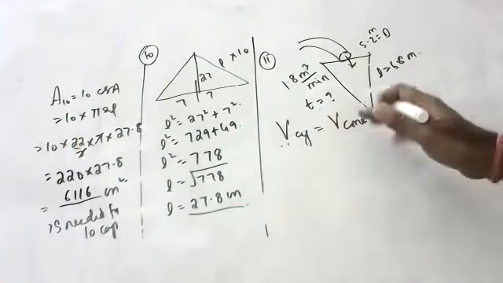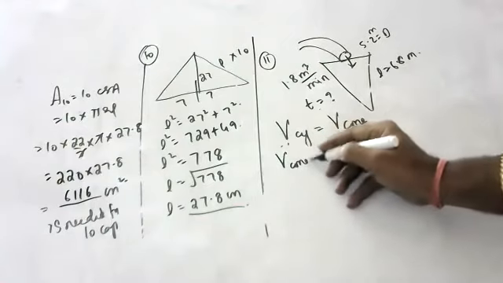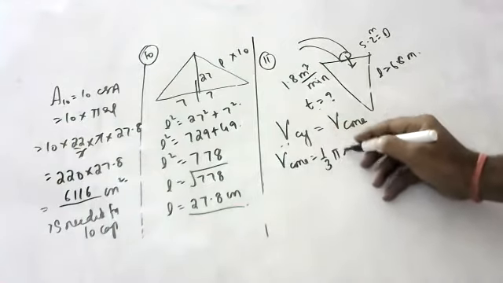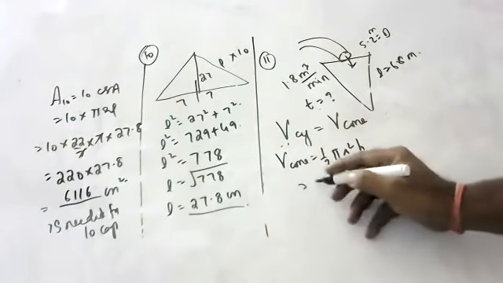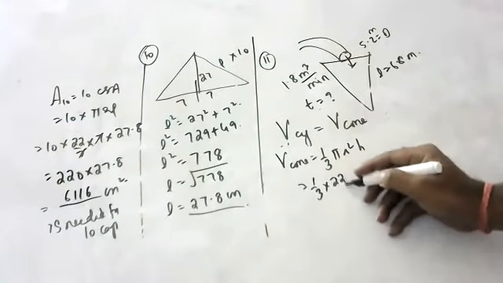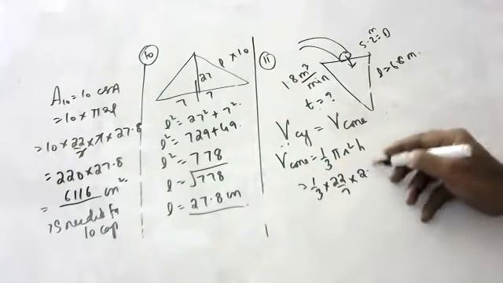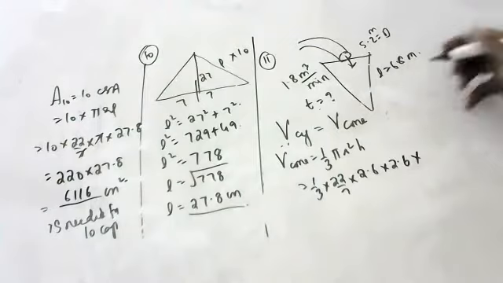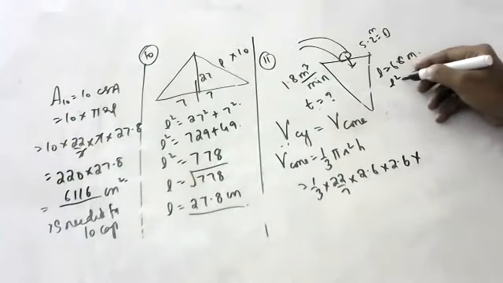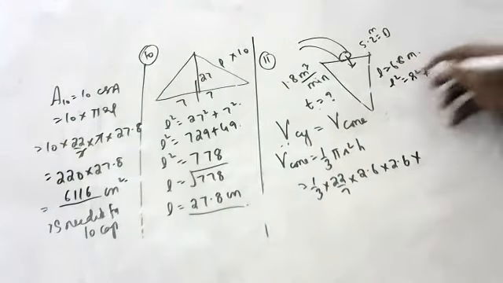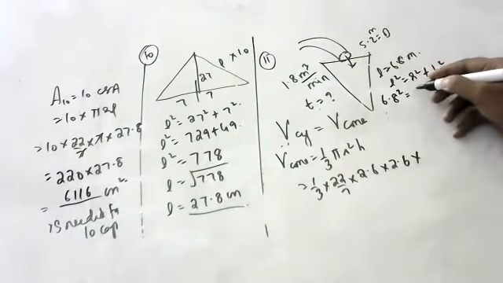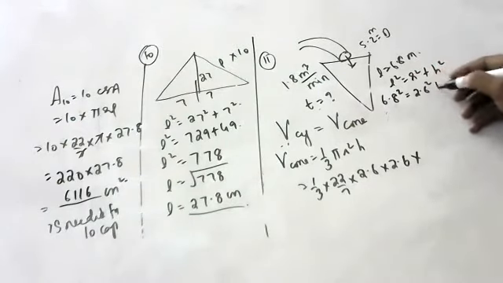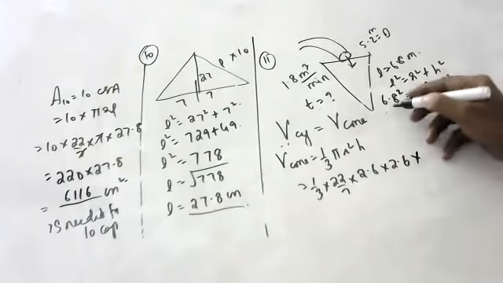So let's find the volume of the cone first. Volume of cone is equal to 1 by 3 pi r square h. 1 by 3 into 22 by 7 into 2.6 into 2.6 into h, so we need to find the height. Slant height L square is equal to r square plus h square. 6.8 square is equal to 2.6 square plus h square.